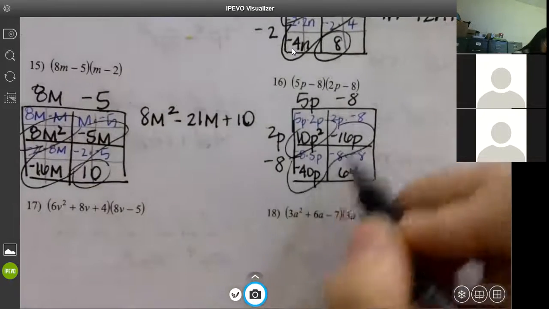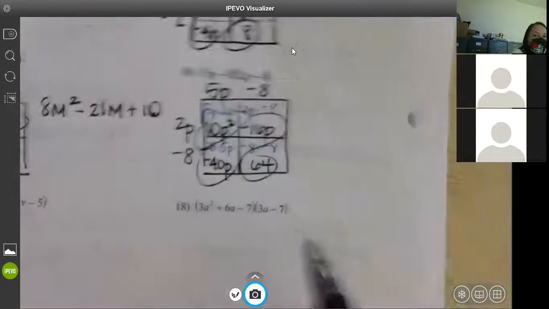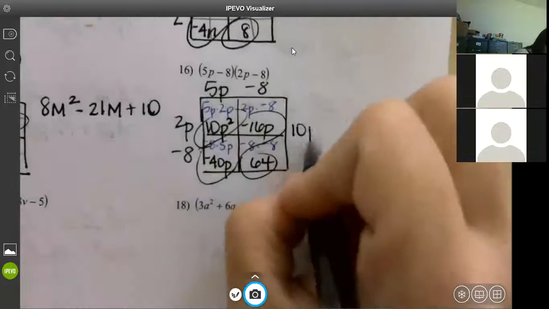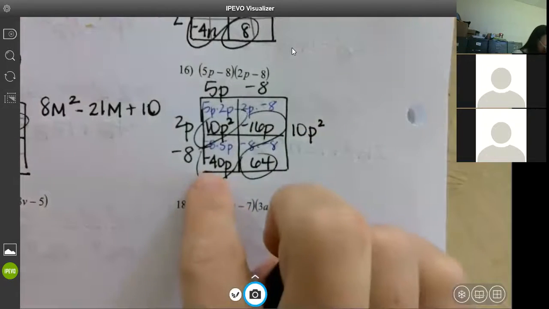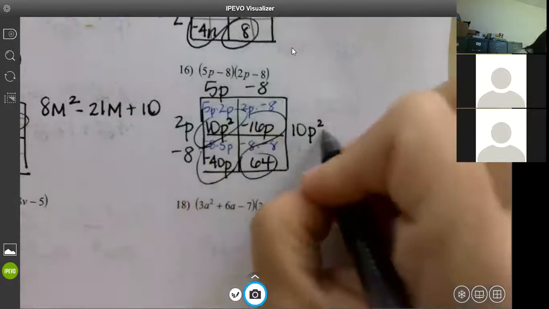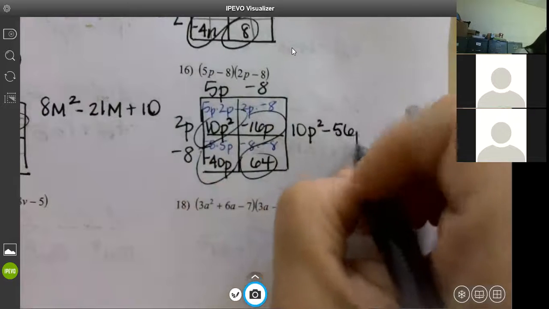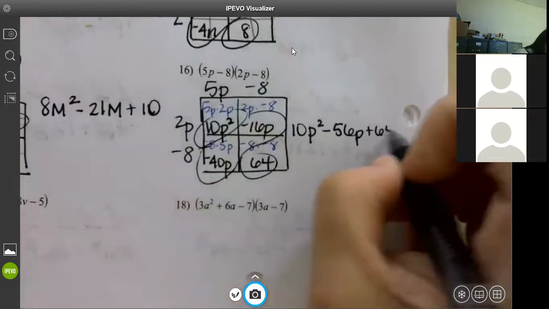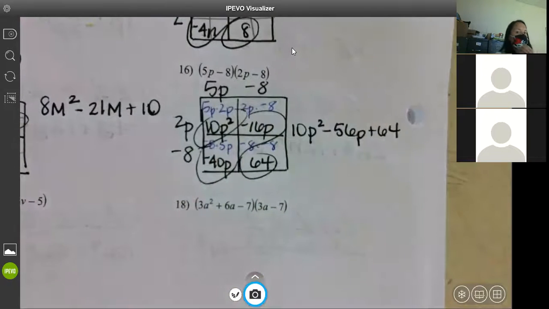Add your diagonals. We get 10p squared. -40 plus -16 is -56p. And our last diagonal is a 64.